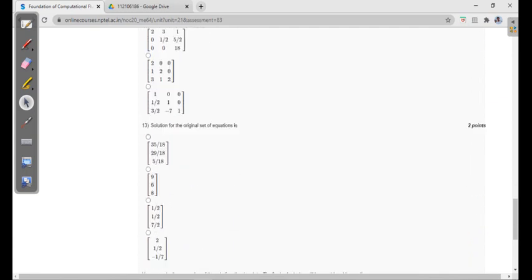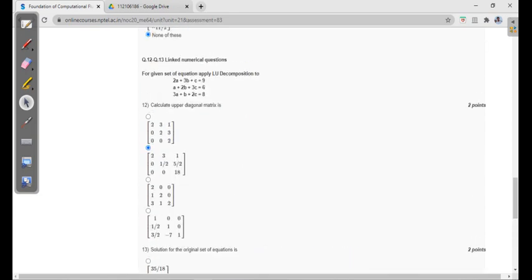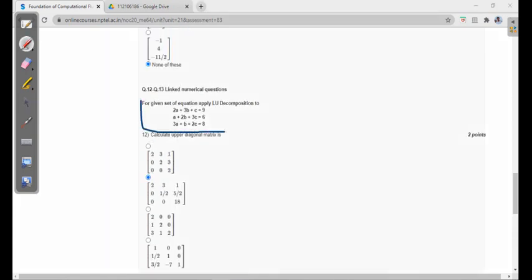Solution for the original set of equations. So here is the set of equations. We can calculate these equations by the conventional method or any one method. The correct answer comes out first.